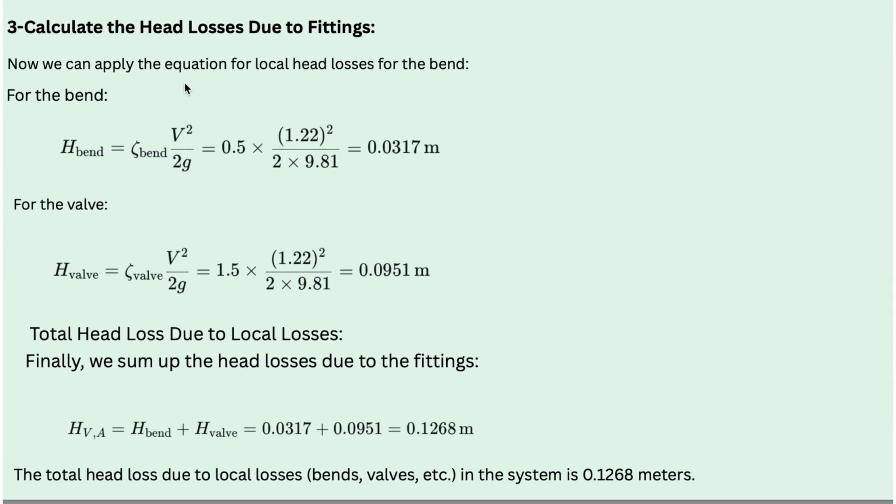So now we apply the equation for local head losses for the bend. It is H bend, which is the minor losses of the bend, V squared over 2g. So it's 0.5 times 1.22 squared over 2 times 9.81, which is 0.0317.